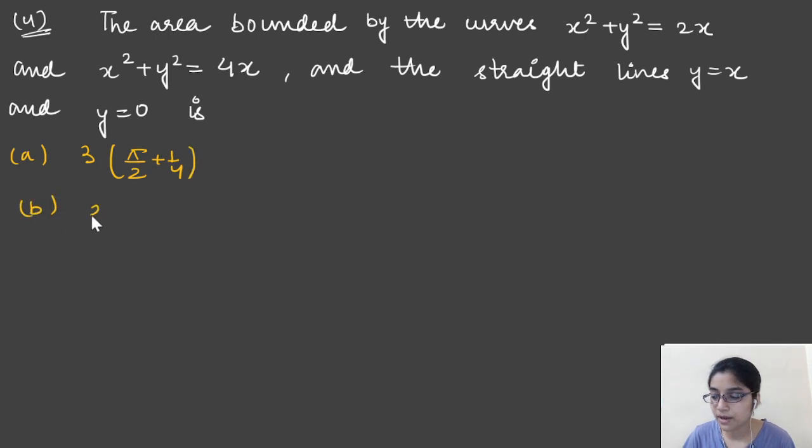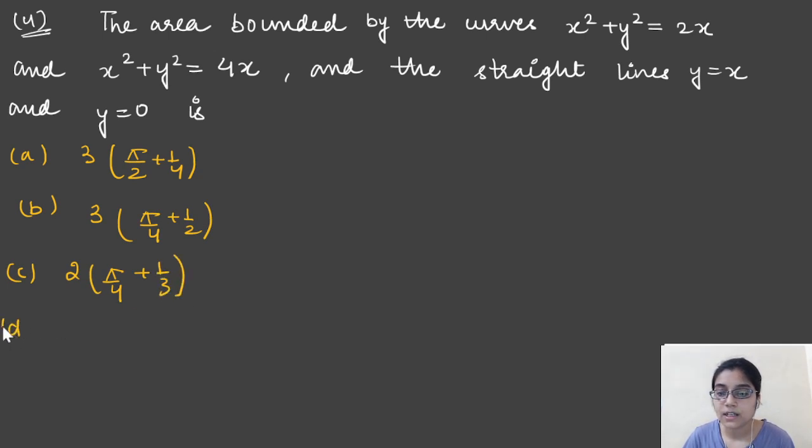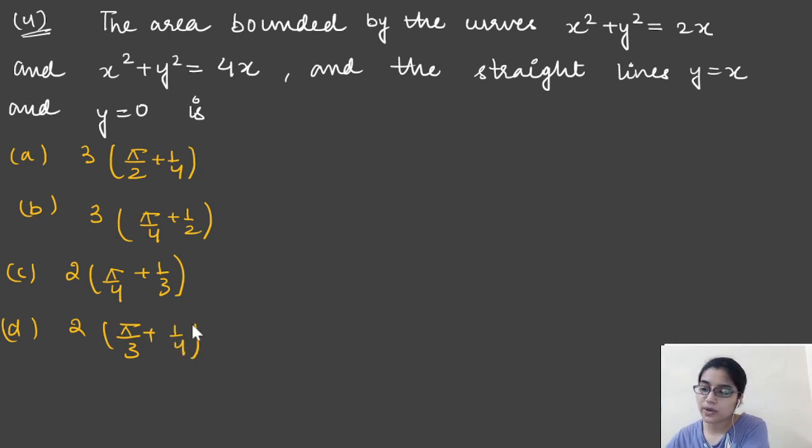Option B: 3π/4 plus 1/2. Option C: 2π/4 plus 1/3. Option D: 2π/3 plus 1/4. I am discussing these questions just to give you an idea that these kinds of questions are also being asked in the exam.